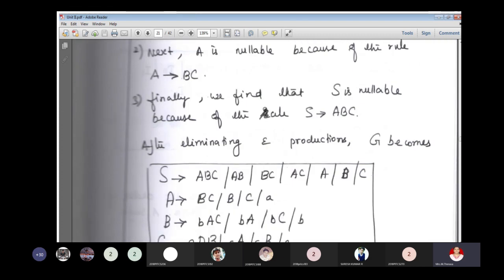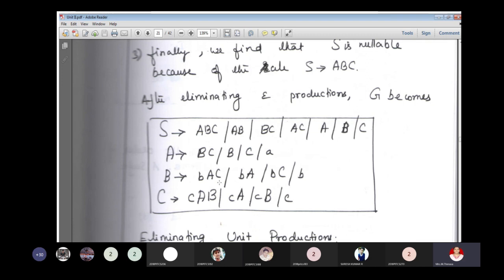So you have to eliminate the nullable variables. So how can you eliminate a nullable variable? Wherever you have nullable variables, you have to substitute epsilon and generate a new production. Okay. So when we substitute C as epsilon, you will be getting AB. A as epsilon, you will be getting BC. B as epsilon, you will be getting AC. And BC as epsilon, you will be getting A. And AC as epsilon, you will be getting B. And AB as epsilon, you will be getting C.